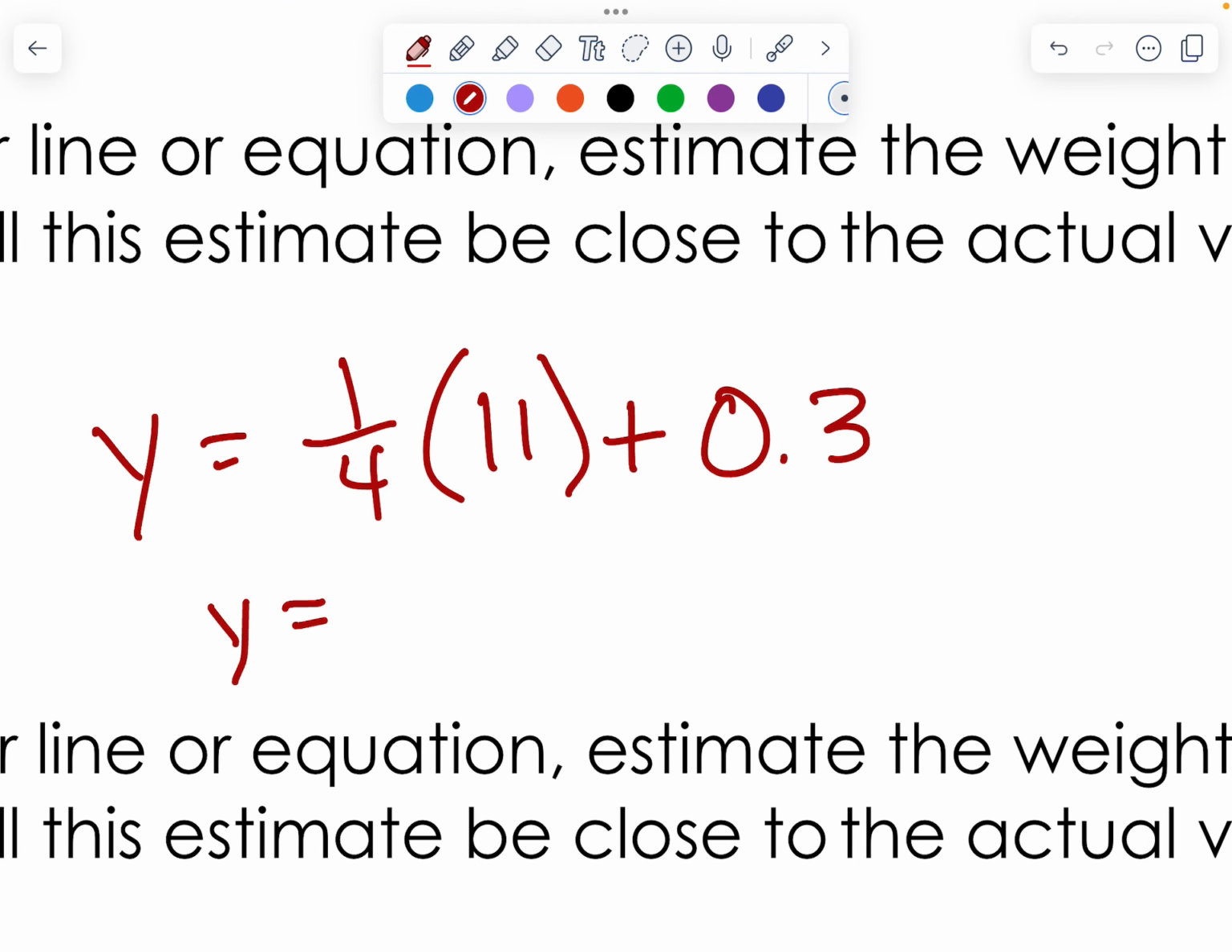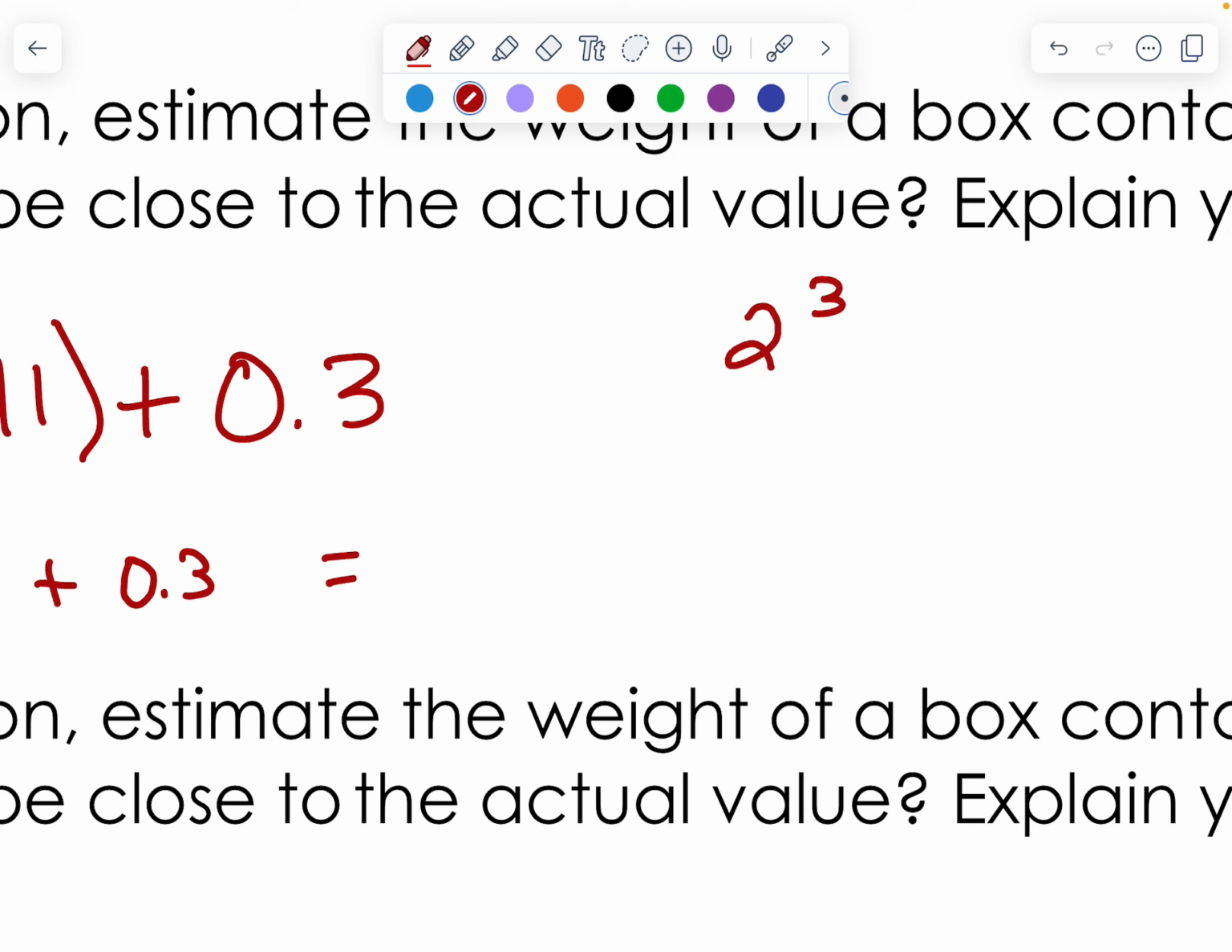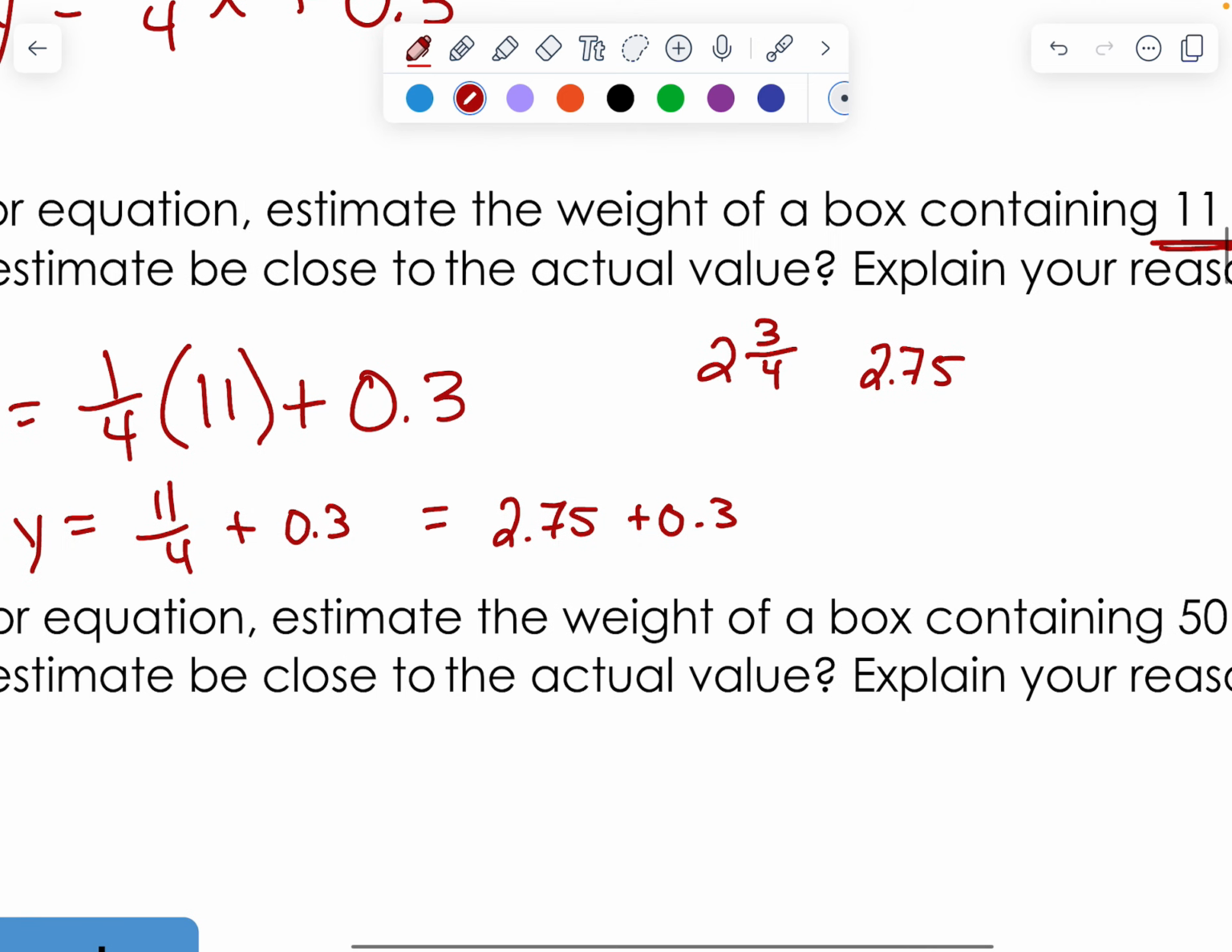So that gives us y equals, let's see, when you multiply that, it gives you 11 over 4 plus 0.3. If we want to convert all of this to be decimal form, which we should, 11 over 4 is, let's see, 2 3/4. So I'm going to write this off to the side. It's actually going to be 2 3/4, which tells us it's 2.75. So this is really 2.75 plus 0.3, and that gives us about 3.05.